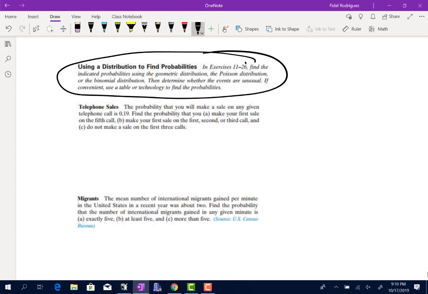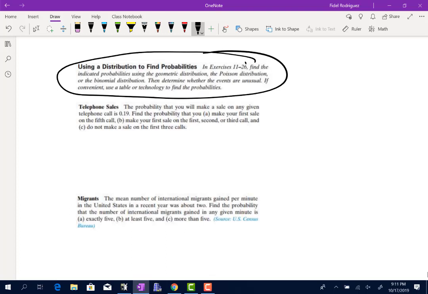So number 1, it says the probability that you're going to make a sale on any given telephone call is 0.19. Find the probability that you make your first sale on the 5th call, or you make it on the 1st, 2nd, or 3rd call, and that you do not make a sale on the first 3 calls. So now what I've got to figure out is which of these distributions this is going to be: a binomial distribution, a geometric, or the Poisson, okay?